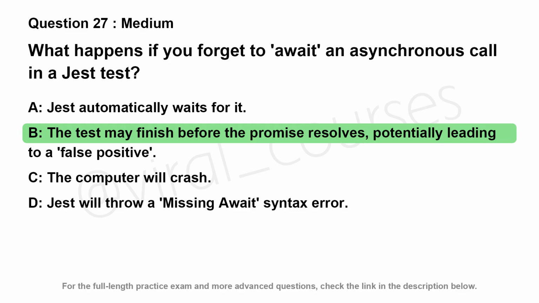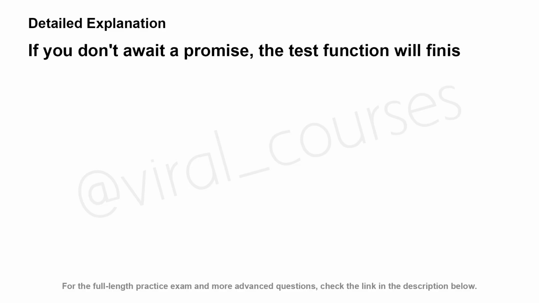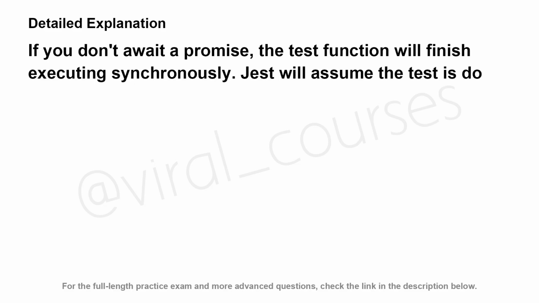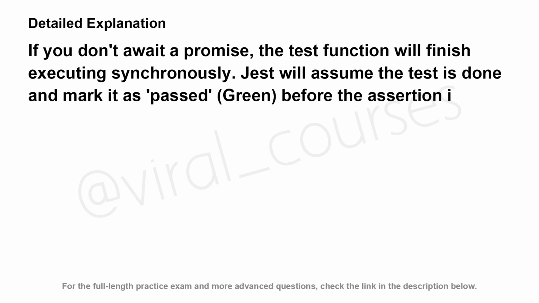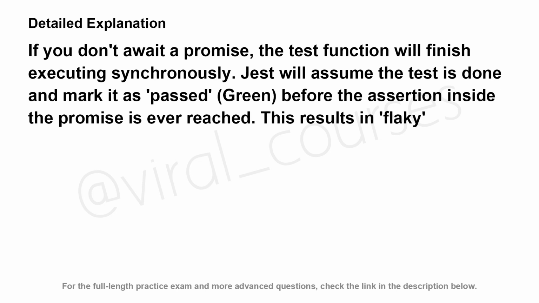The correct answer is B. If you don't await a promise, the test function will finish executing synchronously. Jest will assume the test is done and mark it as passed, green, before the assertion inside the promise is ever reached. This results in flaky or false positive tests.